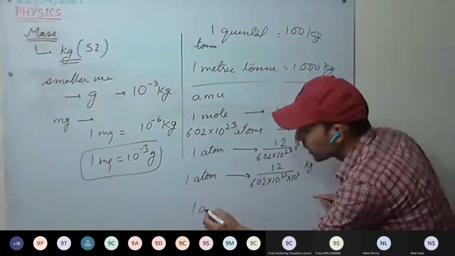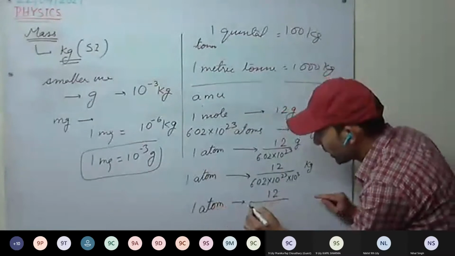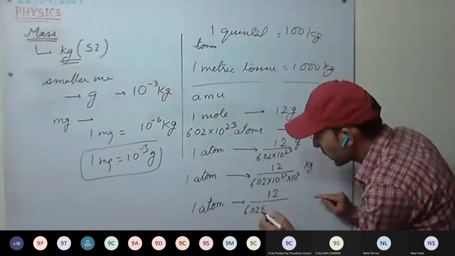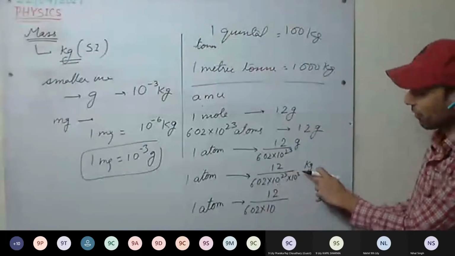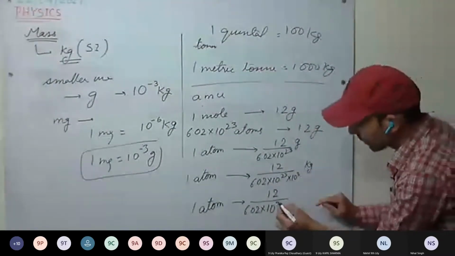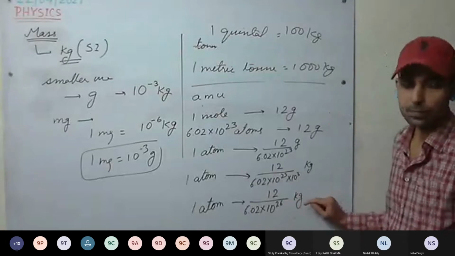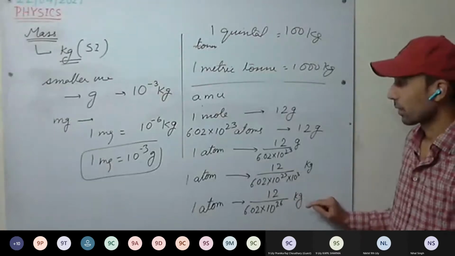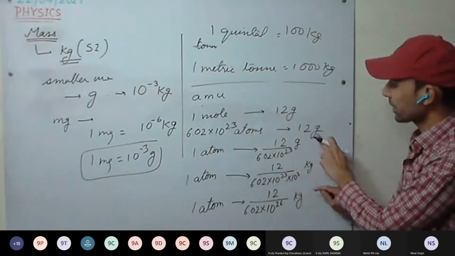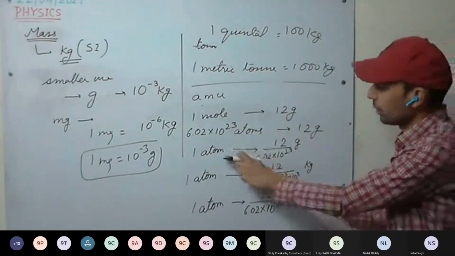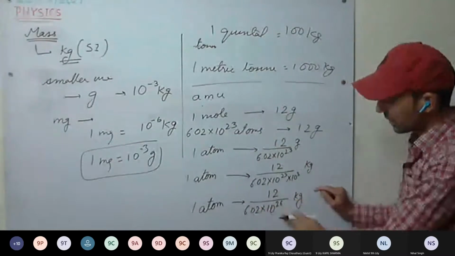Okay. No doubts. So 1 atom mass is 12 divided by 6.02 into 10 raised to power 26 kg; since the bases are the same, we can add the powers. So 1 mole is 12 gram, these many atoms' mass is 12 gram, 1 atom mass is this much in grams, and 1 atom mass in kg is this much.